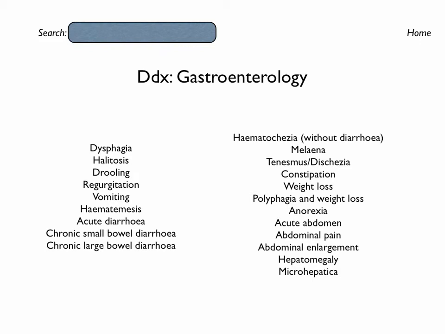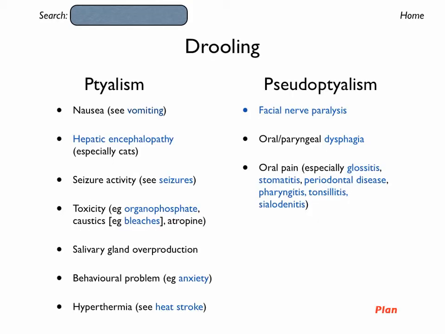So here we're interested in drooling. So if I either type in drooling or click on drooling, the third listed there, that will bring a list of causes of drooling. So there's our differential diagnosis list for drooling, in this case divided into ptyalism and pseudoptyalism.